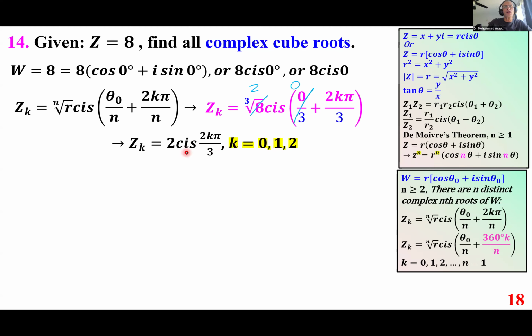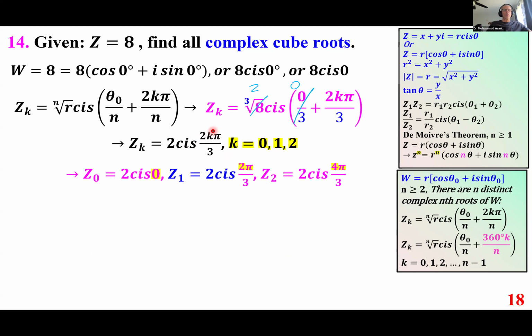If I plug in 0, I get 2 cis 0. Let's plug in 1. I get 2 times 1 times pi. That means 2 pi over 3. 2 cis 2 pi over 3. Let's plug in 2. We get 4 pi over 3. 2 cis 4 pi over 3. That's what we get.